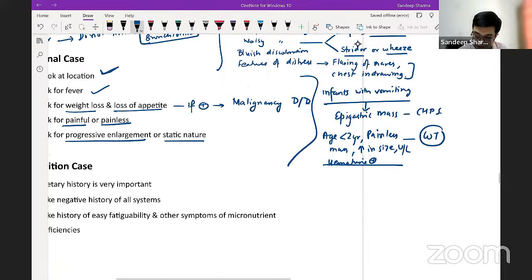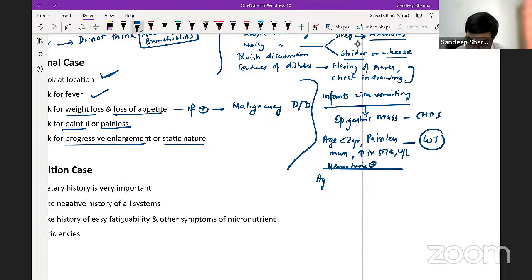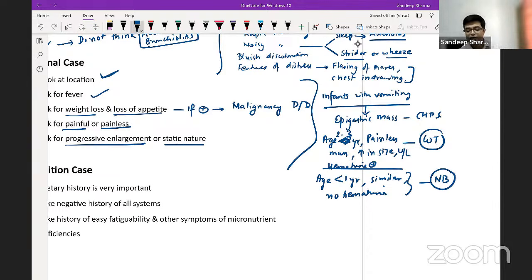And thirdly, age 2 to 3 years. And if it is age less than 1 year and similar mass, no hematuria, think of neuroblastoma as one possibility. So Wilms tumor, neuroblastoma, epigastric mass of CHPS, sometimes a non-specific mass due to some other malignancy or secondary metastasis, those can also present. But these are the usual points that you will look out for.